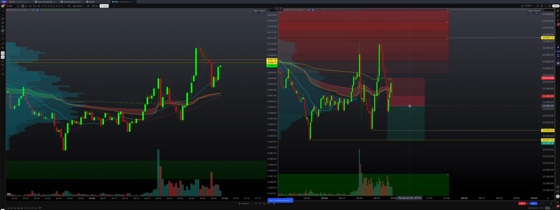I did enter QQQ. Did I not say half size? Because I entered at half size. Because, I mean, when you have a left shoulder and then you have a head and you're coming down, I will always take this trade. But very rarely am I not half size, because you have to anticipate a right shoulder forming.